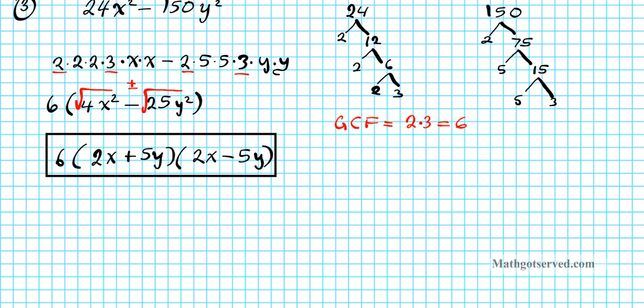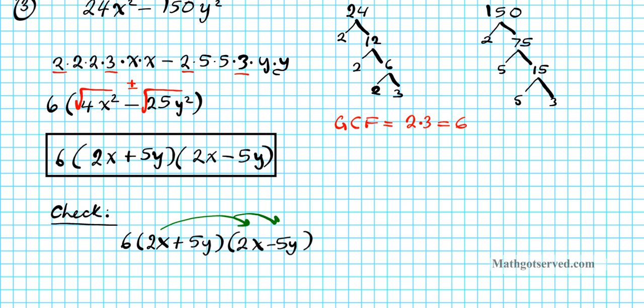Now, is our answer correct? We have to do a check to verify the accuracy of our factorization process. Okay, so let's check by expanding this answer and see if we arrive at the question. Okay, so 6 times 2x plus 5y times 2x minus 5y. So what we're going to do here is just distribute.